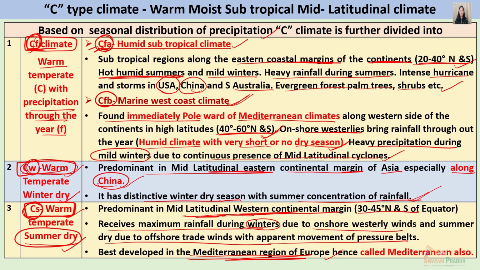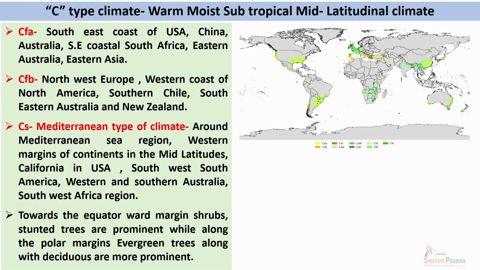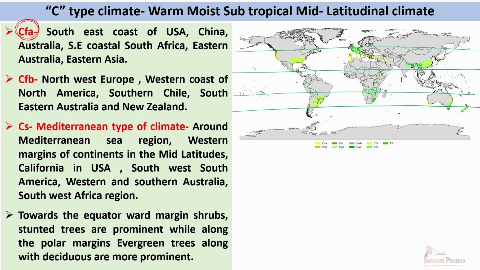So let's see the distribution of C type of climate on map. Let's look into the global distribution of C type of climate. As we have studied in the earlier slide, the C type of climate prominently extends between 20 to 50 degree latitude in both the hemispheres, and in this particular area there are different variants of C type of climate also. For example, the CFA type of climate, which is the humid subtropical climate, is experienced along the eastern part of the continent, prominently along the southeastern coastal region of USA, southeastern coastal region of China, and parts of Indochina Peninsula.